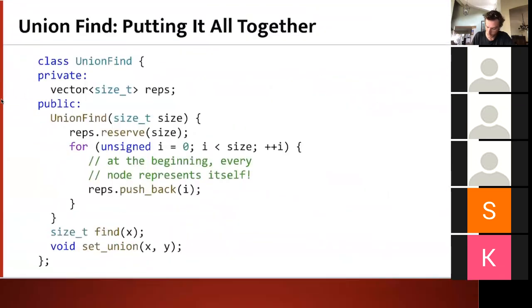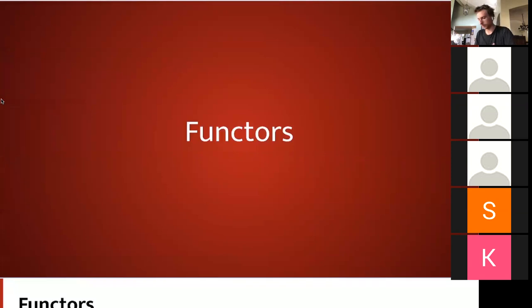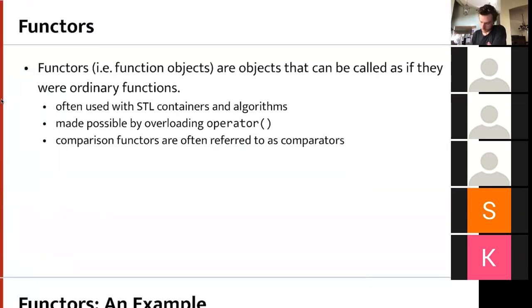Okay, if there are no more questions, we'll talk briefly about functors and pairs, and then we'll be done. Okay, functors, function objects, objects that can be called as if they were ordinary functions. You will use these in project 2. They're used very often because typically you have a custom data type that you want to compare against other instantiations of that data type, or even other data types, and you can do all of that with a functor. So basically you just overload operator parentheses, and then you've got a functor.